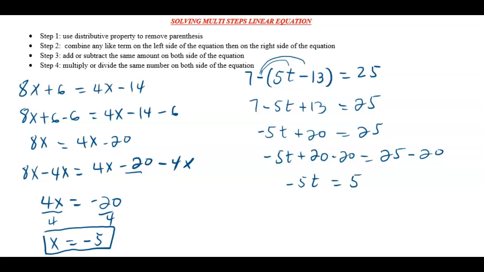Now, -5 multiplied by t. The inverse operation for multiplication is division. So therefore, we're going to divide both sides by -5. Then we're going to have t equal -1.